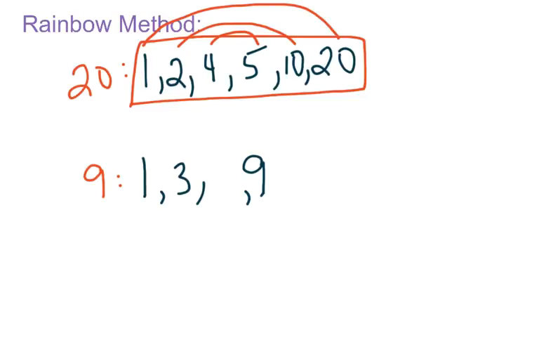So when we do our rainbow, we're only going to connect 1 times 9 because that's really the only factor pair that doesn't have a repeating number. In this case, we would have a factor pair, and it would just be 3 times 3, but we don't need to list those numbers two times.